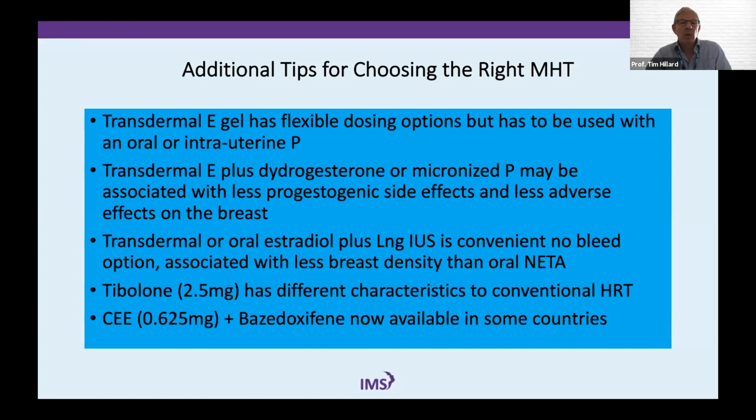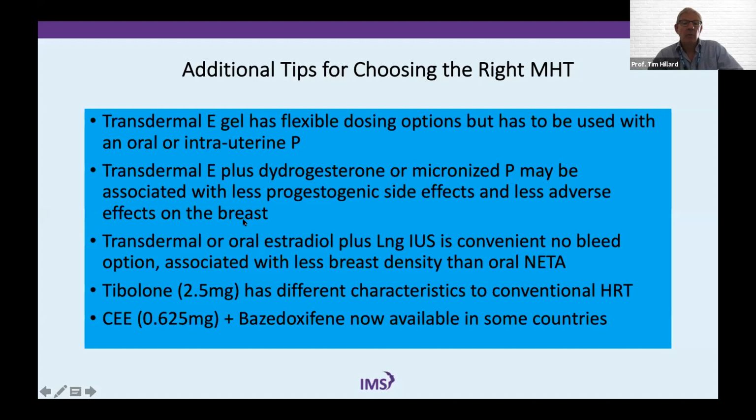For those women who are particularly concerned about breast cancer risk, transdermal estrogen plus dydrogesterone or micronized progesterone may be a better option. Dydrogesterone seems to have fewer progestogenic side effects than some other progestogens in many women, and the data that we've got so far suggests that these progesterones have less impact on the breast cancer risk than the traditional norethisterone norgestrel based progestogens. So they may be an option, although these data are observational.